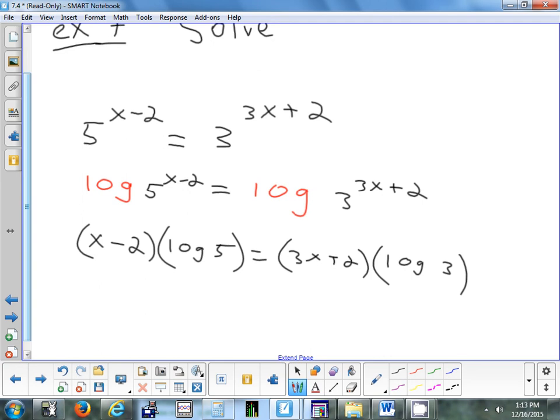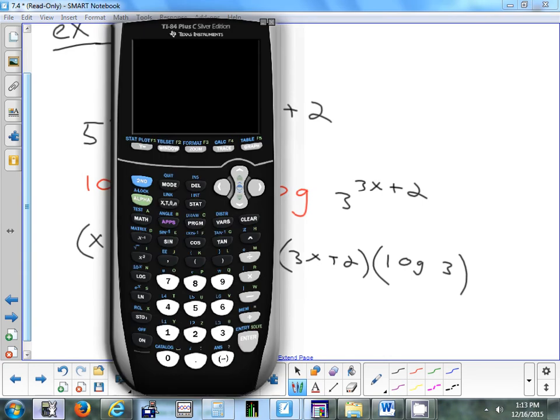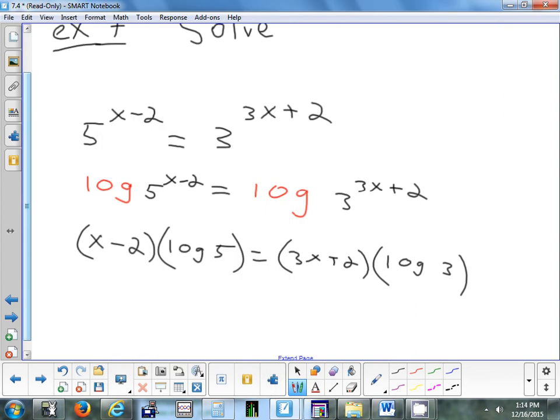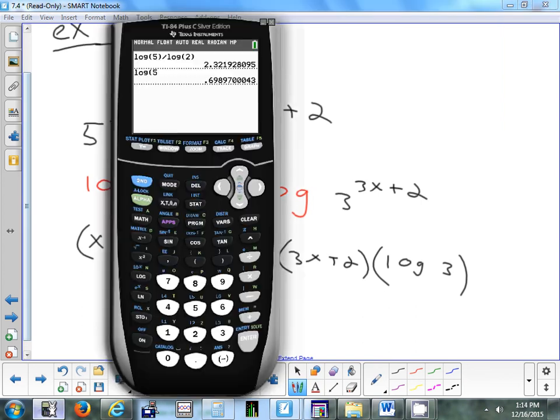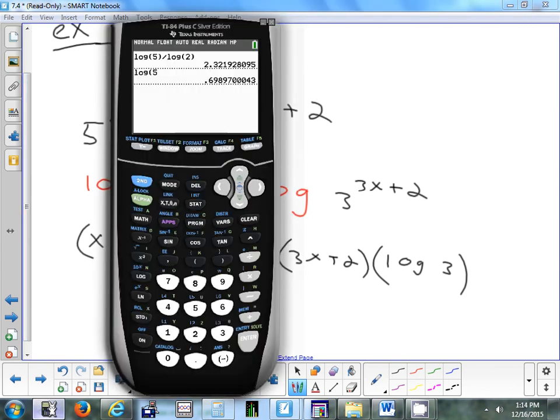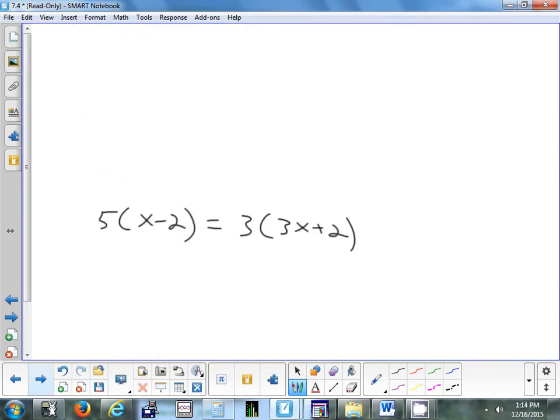All right, now the log of 5. I'm not going to write this down, but I just want to show you what it is. It's just a number. I'm not going to write it as a number right now, because if I round it off now, it's going to mess my answer up at the end. So I'm going to leave it as log 5. Log 3 is also just a number.